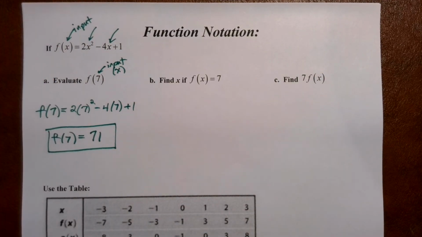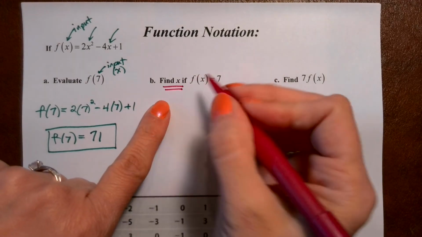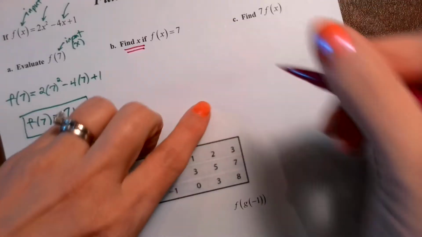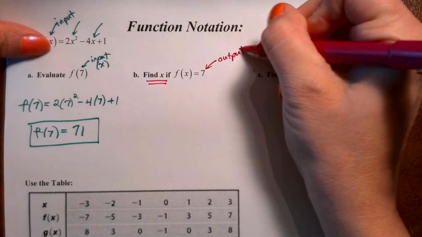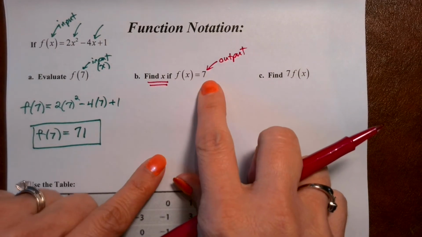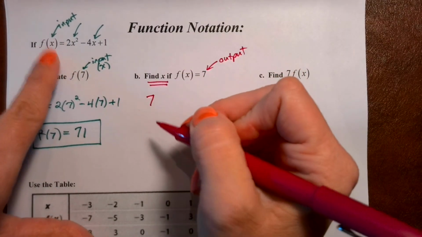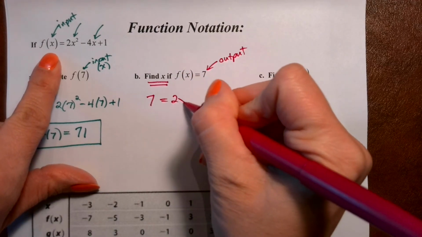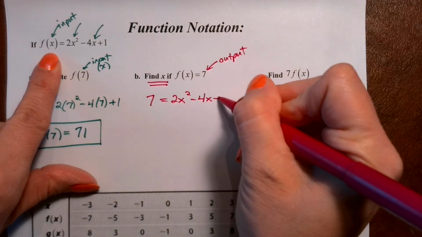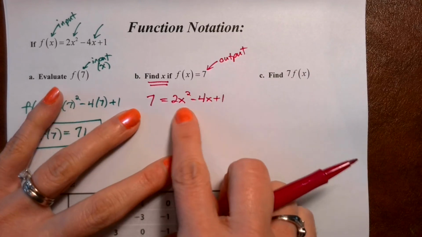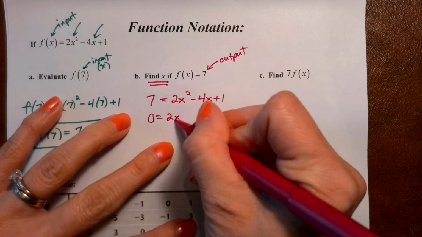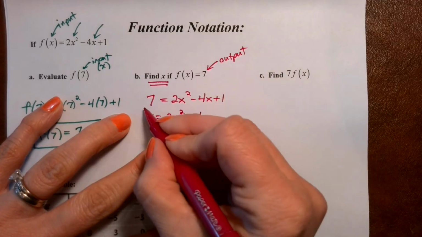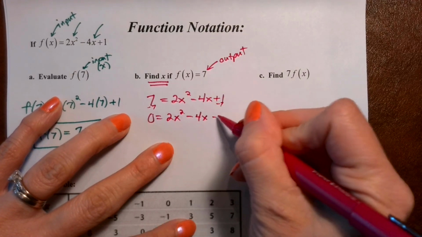Now letter B is totally different. Here it says find x if f of x is 7. So here, the 7 is the output. You need to put 7 in the output spot, and then your job is to find the input. How do you find such an input? When it's a squared power, you have to move everything over to one side. Minus 7, it's going to make a negative 6.